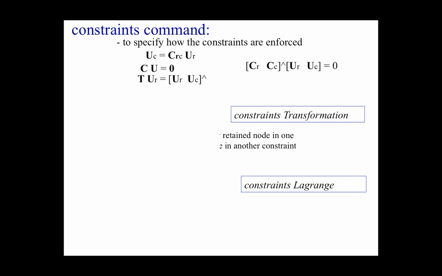So if we specify constraints as Lagrange, this is actually the matrix equation that's set up. As you see, the original K system matrix is the same, but what we get is our constraint matrix C appearing on the off diagonals. We get a 0 on this diagonal here.